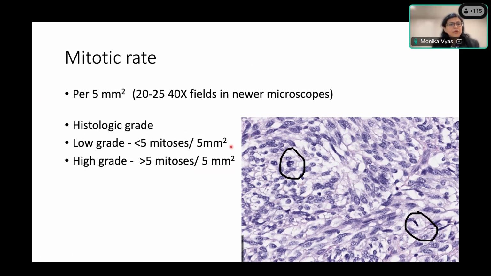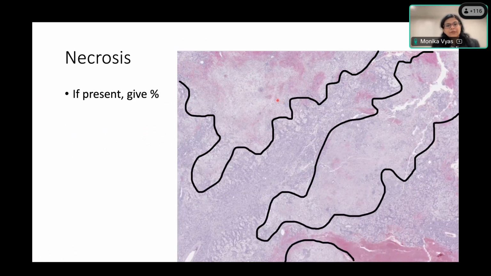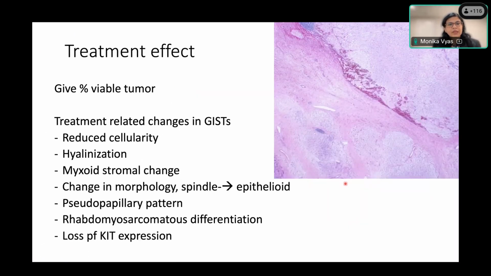If you have less than 5 mitoses per 5 millimeter square, it's considered low grade, and high grade if more than 5 mitoses per 5 millimeter square. Sometimes you may also see necrosis in a GIST, so you have to give a percentage of the necrosis in such cases. It's not uncommon to see necrotic tumors in post-treatment scenarios, so it's important to be aware of that. And when you have treated GIST, you have to give percentage necrosis and percentage viable tumor.